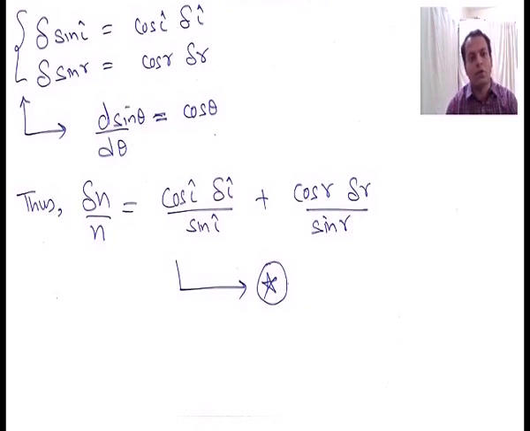That's what I've used to write the expressions given on the top. We can plug this in to the last expression on the previous page, and then we have delta n upon n is cos I delta I upon sine I plus cos R delta R upon sine R. So indeed we have related the uncertainty in the angles with the uncertainty in the refractive index. I call this expression star.